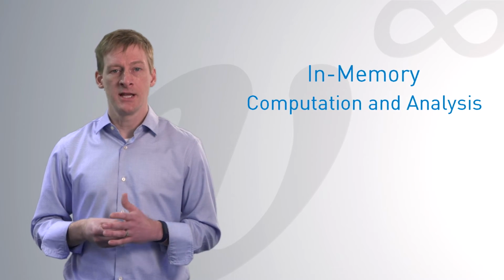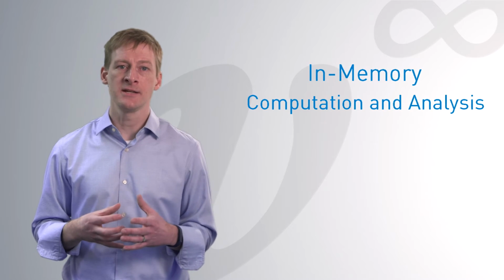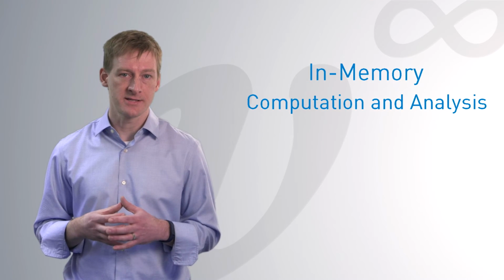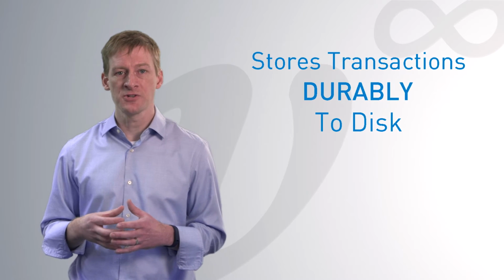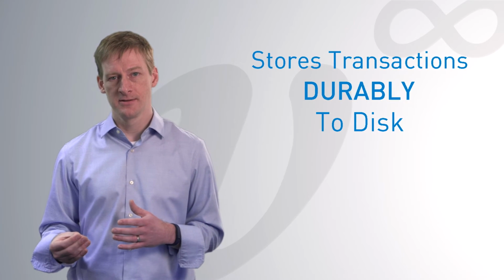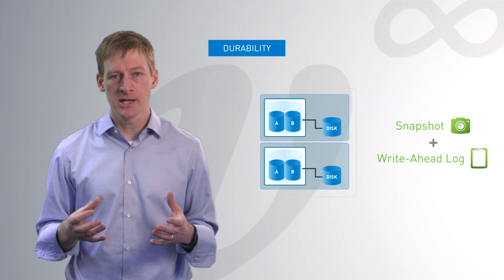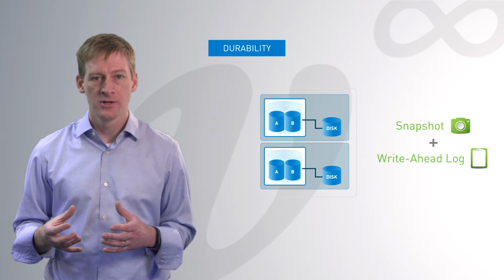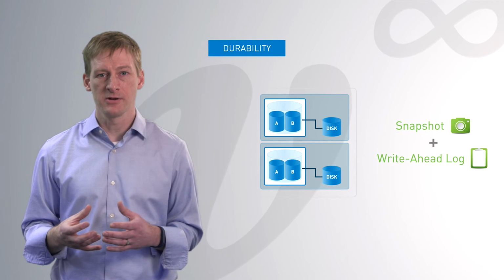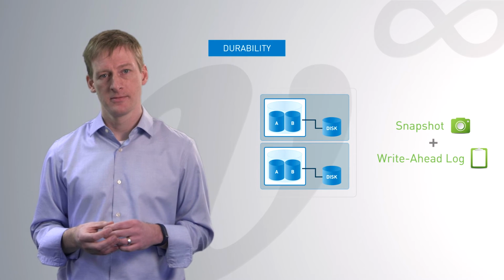While VoltDB is an in-memory system, holding all data in memory for computation and analysis, the database stores all transactions durably to disk. The system combines snapshots with a write-ahead log to create a durable, replicated record of in-memory state.